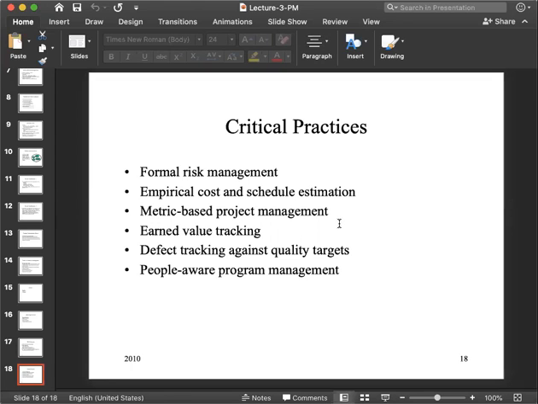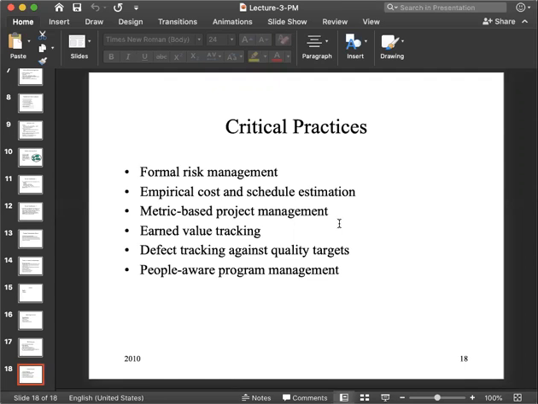Then metric based project management. As I said, the team leader and teammates, everyone must have good communication and a good relationship with each other. So this is called metric based. That means the team members must have a good situation between them. Okay, and the value tracking. Value tracking means you have to track the quality of the software. Then defect tracking against the quality targets. Suppose your quality targets are not satisfied, so you have to find out the defects and track them.